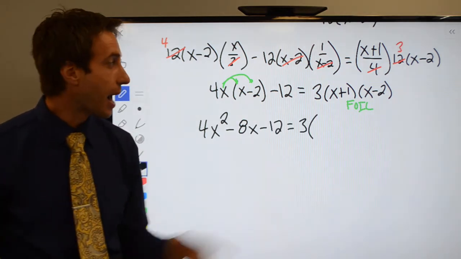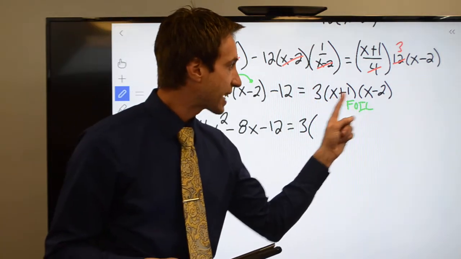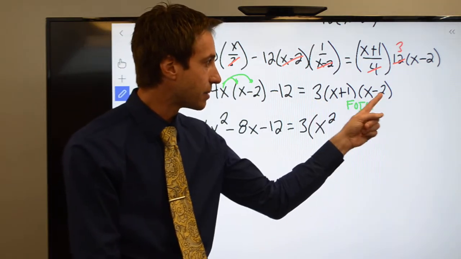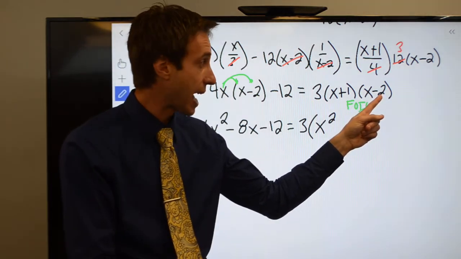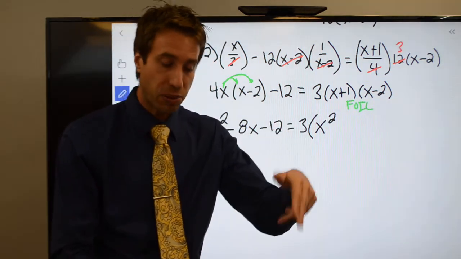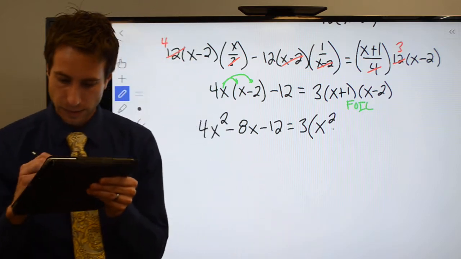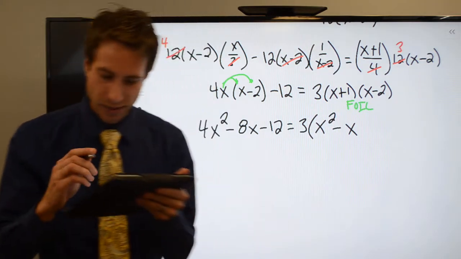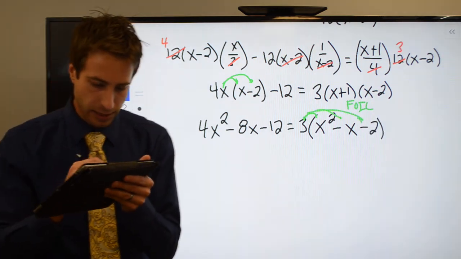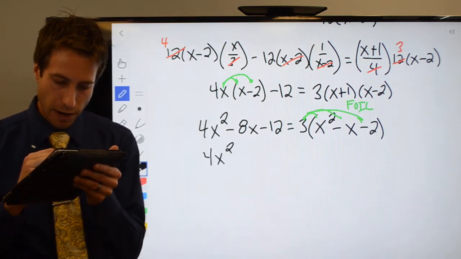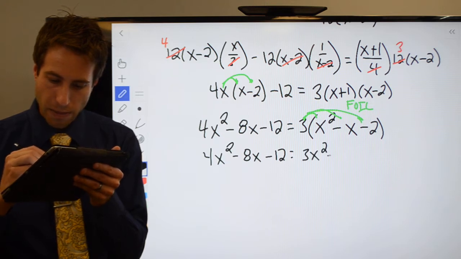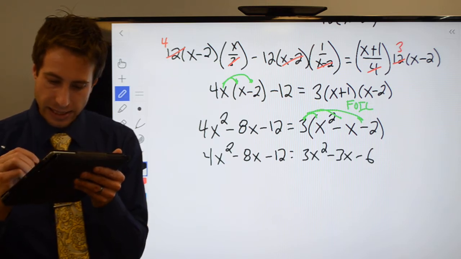On this side, I got the 3. I need to FOIL these guys first. X times x is going to be an x squared. Stick with me here. We'll do it all at once. X times a negative 2 is a minus 2x. But 1 times x is a positive x. So I have negative 2x plus x minus x. And then plus 1 times negative 2, so I got a minus 2. All right, we'll distribute that 3 through the parentheses. 4x squared minus 8x minus 12 is equal to 3x squared minus 3x minus 6.